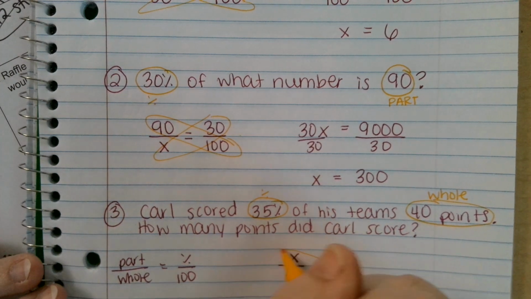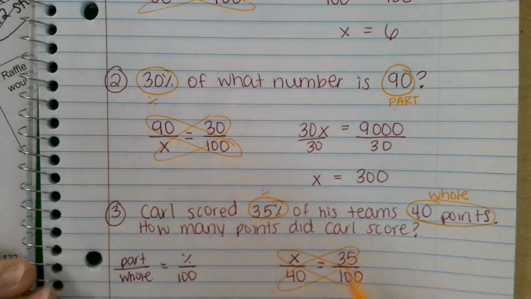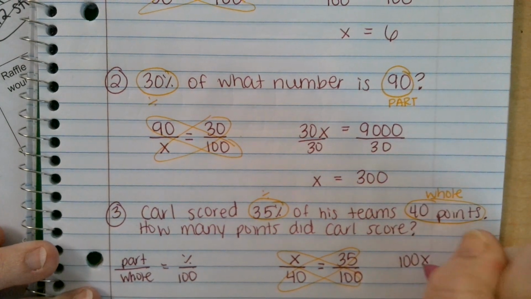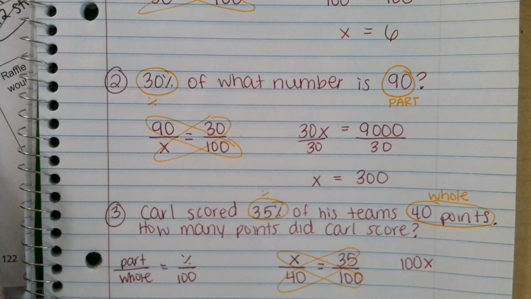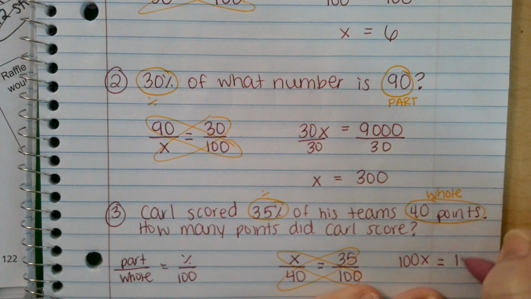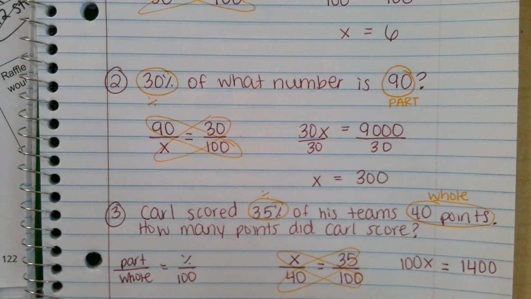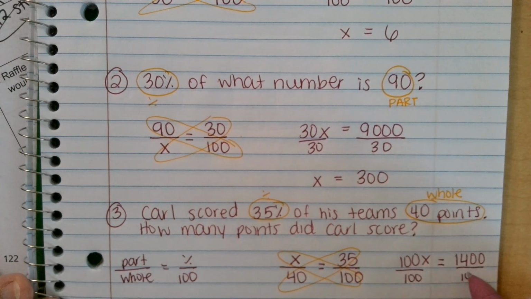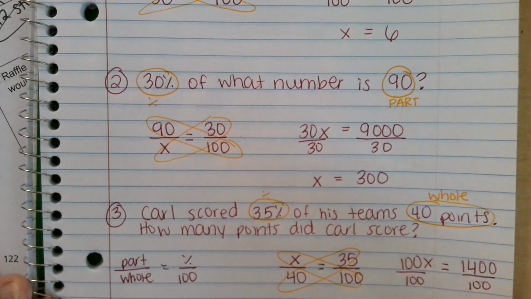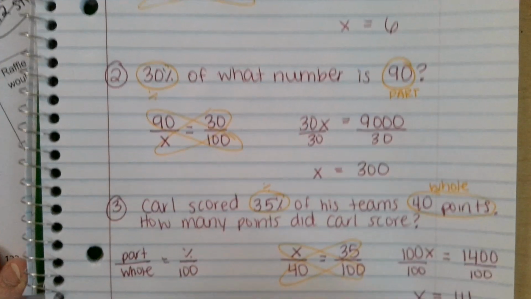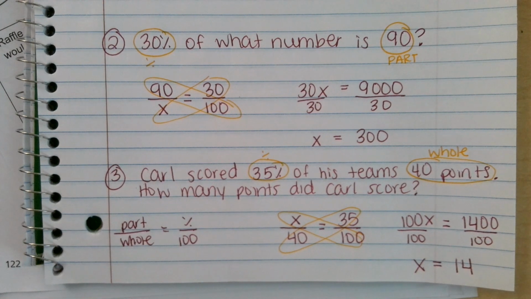All right, let's cross multiply. 100 times x is 100x. 35 times 40, I need my calculator for that one, is 1400. Divide both sides by 100. X will equal 14. So Carl scored 14 points.